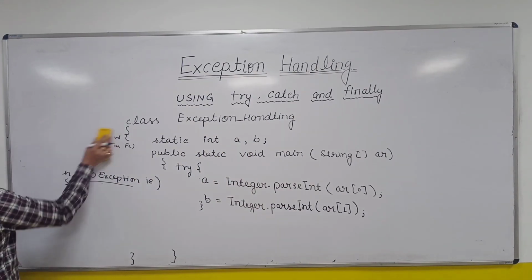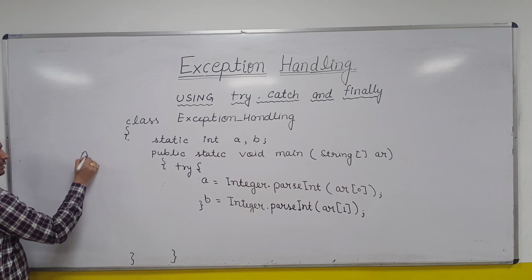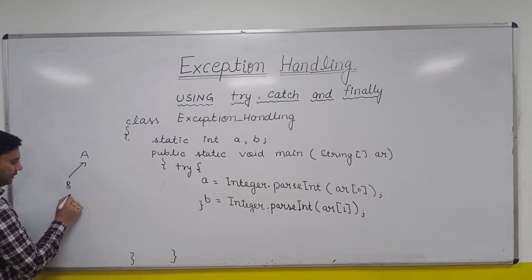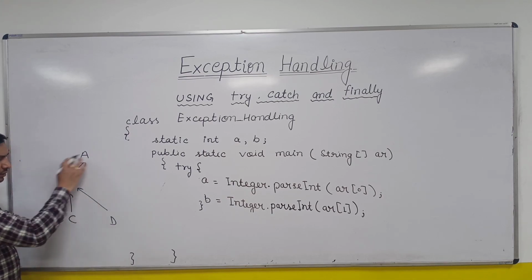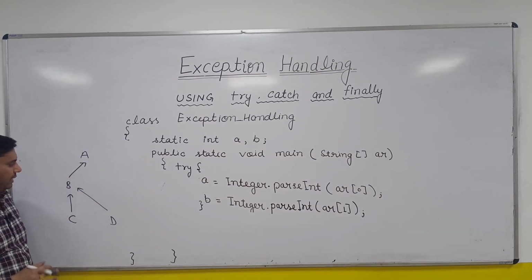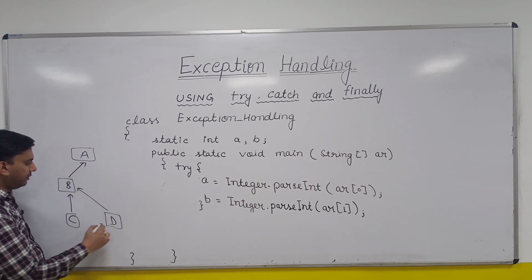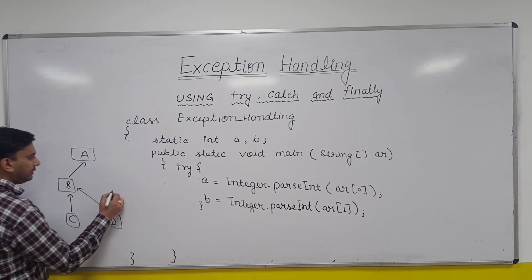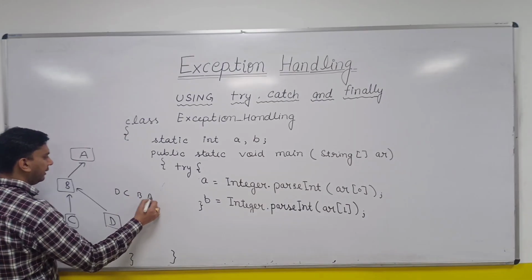Similarly, let us take an example to understand this concept. Suppose this is my exception class A, this is my class B, this is my class C, and this is my class D. So this is your exception class hierarchy. Now I am asking in which order the catch blocks can be written. A is the parent, B is its child, and C and D are the children of B. So in which order can catch blocks be written? Suppose we write like this: D, C, B, A.